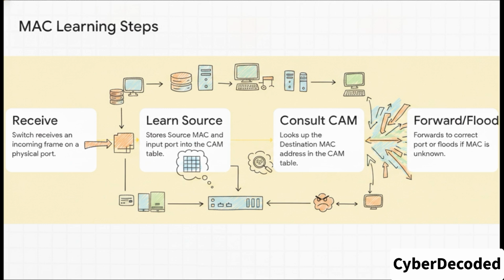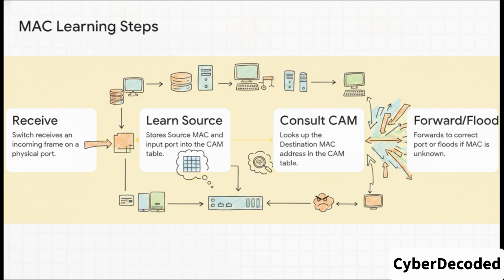Step 3, it peeks at the destination MAC address in the frame and checks its CAM table for a match. Step 4, if it finds a match, it shoots the frame directly to that exact port. But what if the destination MAC isn't in the table yet? Well, in that scenario, the switch is forced to flood the frame out of all other ports in that VLAN.